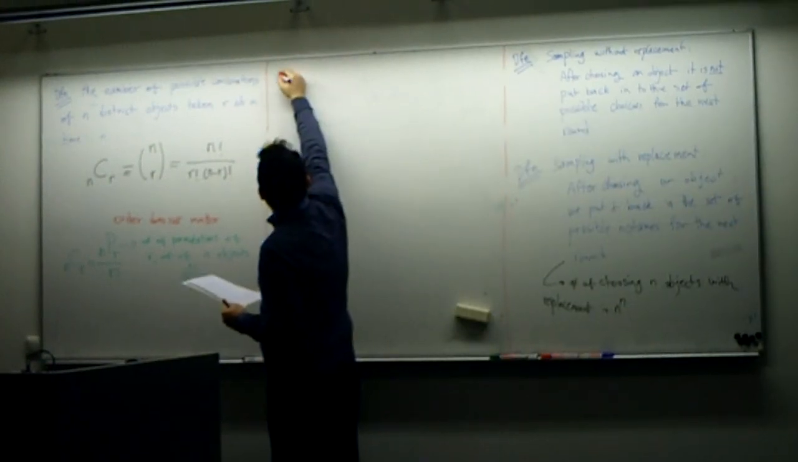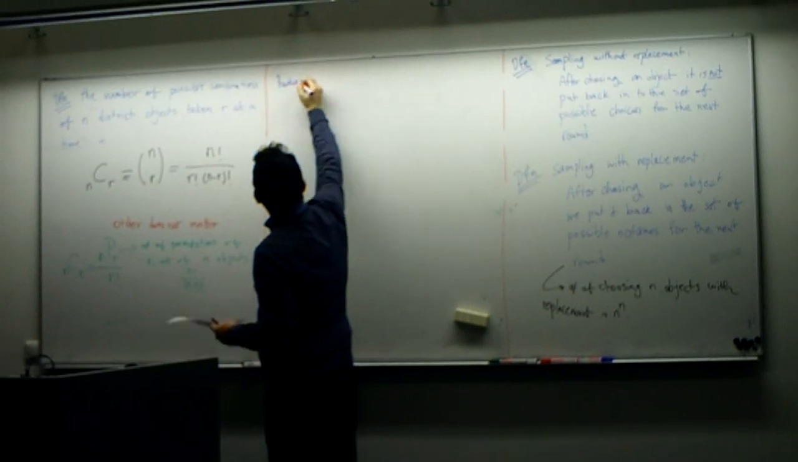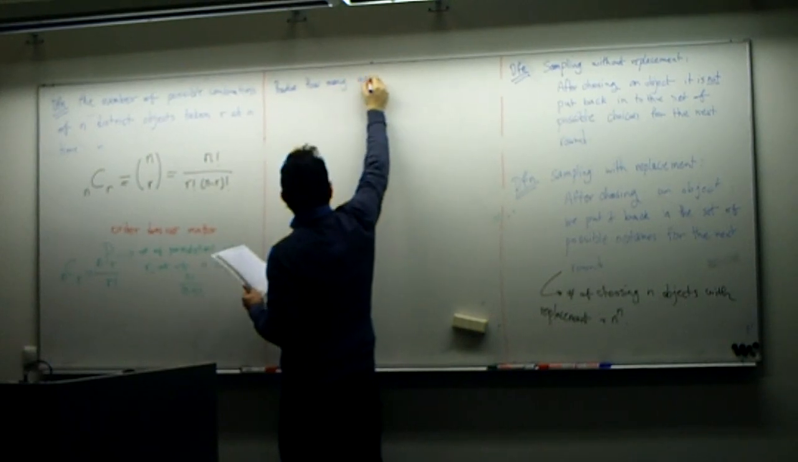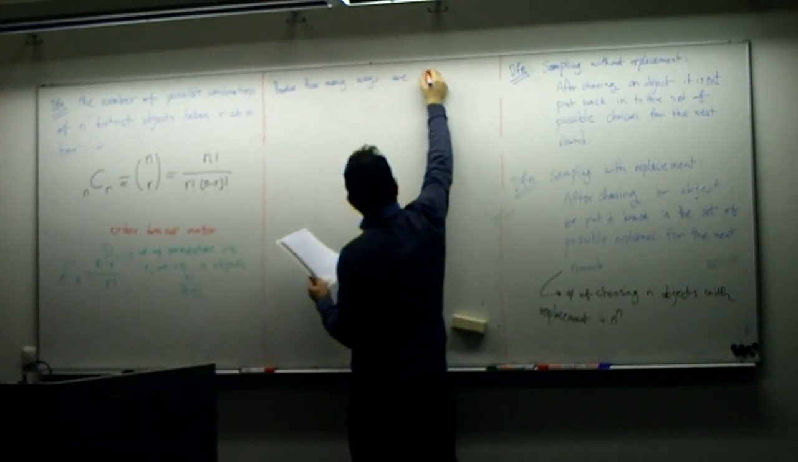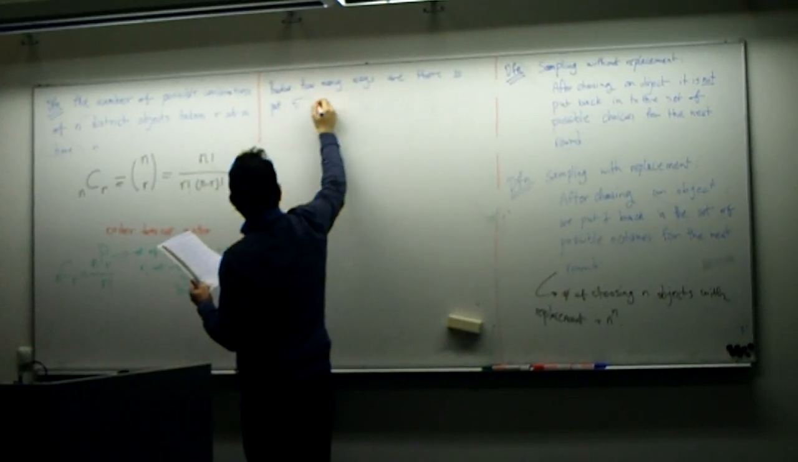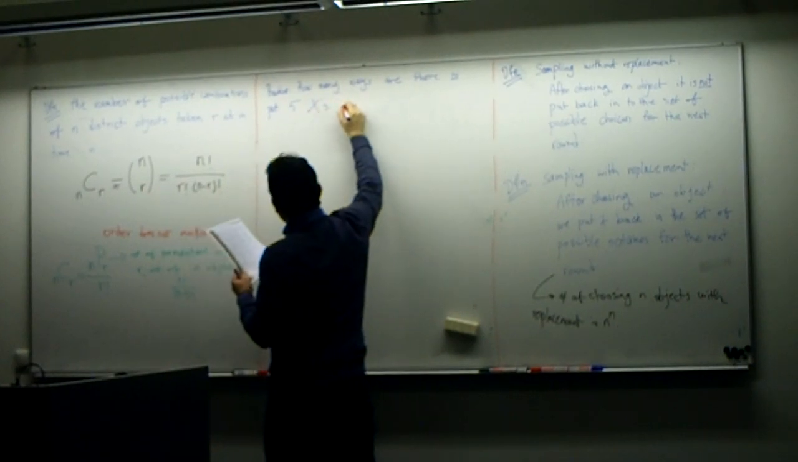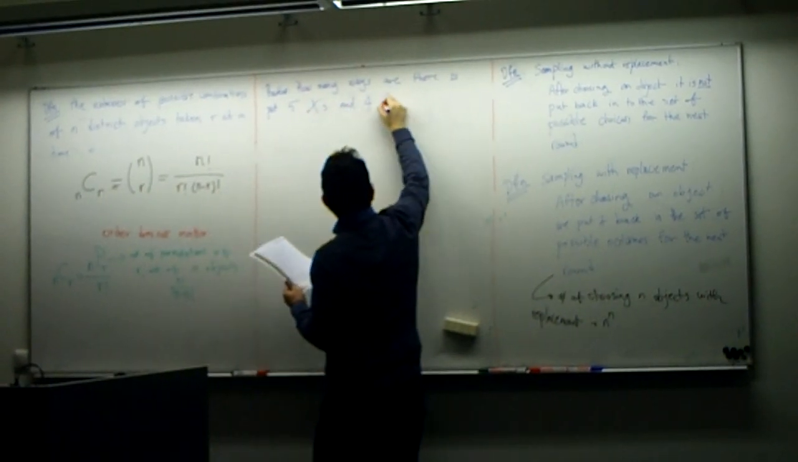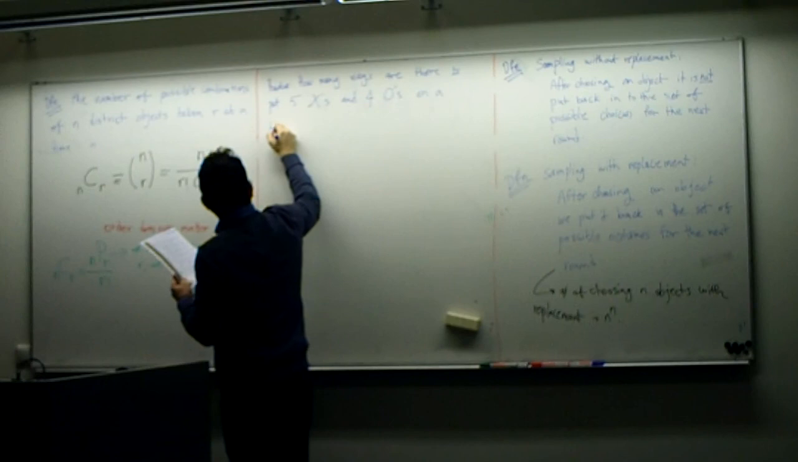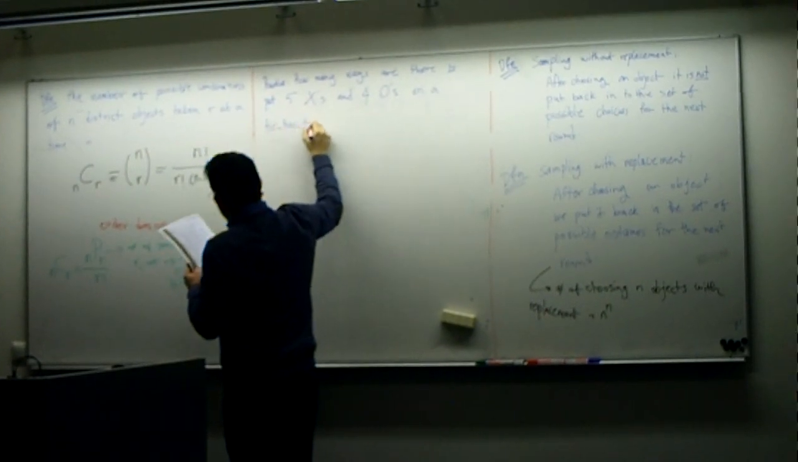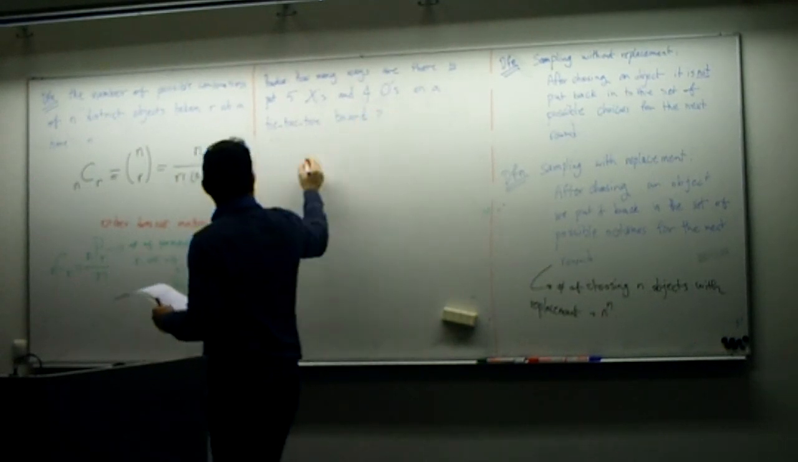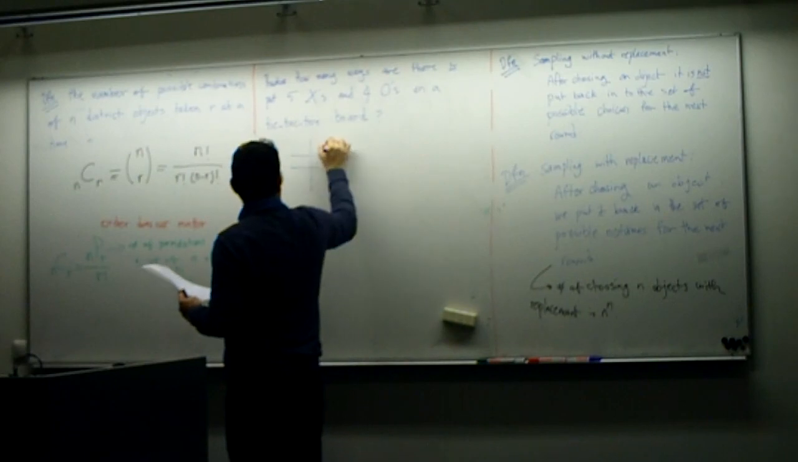Now, practice. How many ways are there to put 5 x's and 4 o's on a tic-tac-toe board? And the board for a tic-tac-toe is something like this.